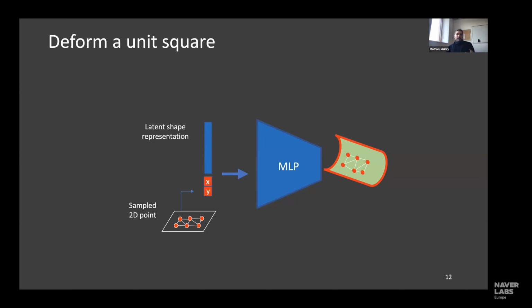Of course, if you just have one thing like that, you are pretty limited because the deformation, so the MLP, can encode a lot of deformations, but to represent a complex shape, it doesn't work that well.